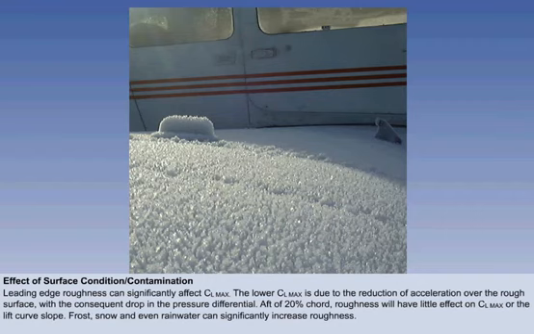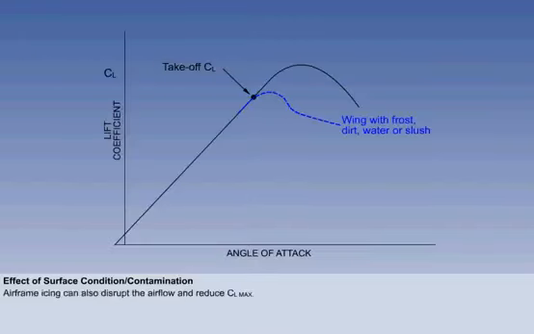Frost, snow and even rainwater can significantly increase roughness. Dirt or slush picked up from contaminated parking areas, taxiways and runways will also have a serious effect. In-flight airframe icing will accumulate on leading edges and can also disrupt the airflow and reduce CL max.